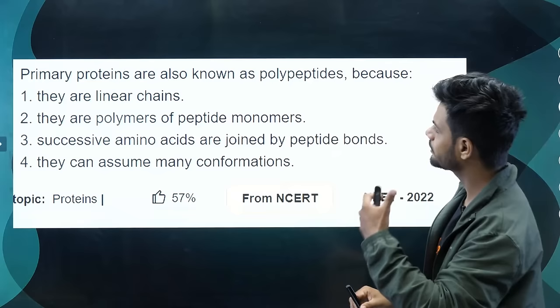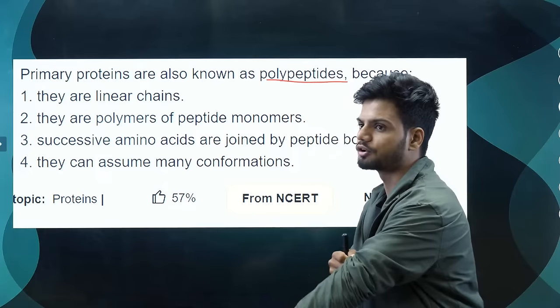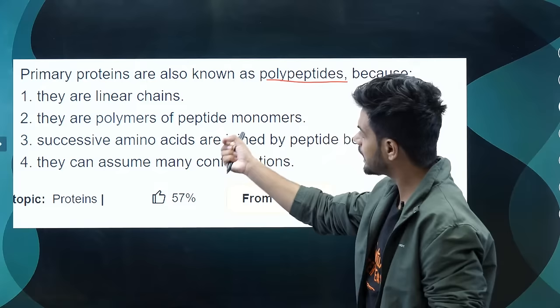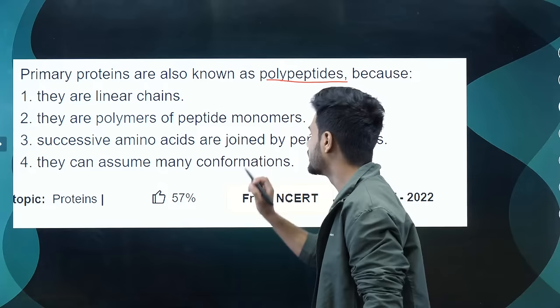Primary protein is also known as polypeptide. Now students, you can go wrong here. Let me tell you a clarification. You might go wrong here, but let me clarify it. They are linear chains. True. They are polymers of peptide monomers. True. Successive amino acids are joined by peptide bond. Also true. They can assume many conformations. Not so correct. Now, what is the answer here?